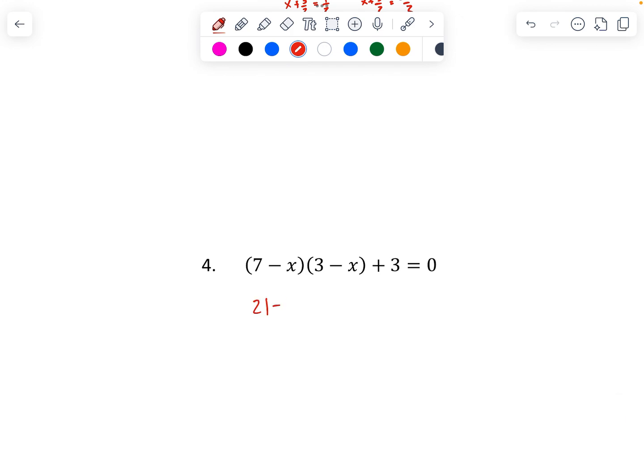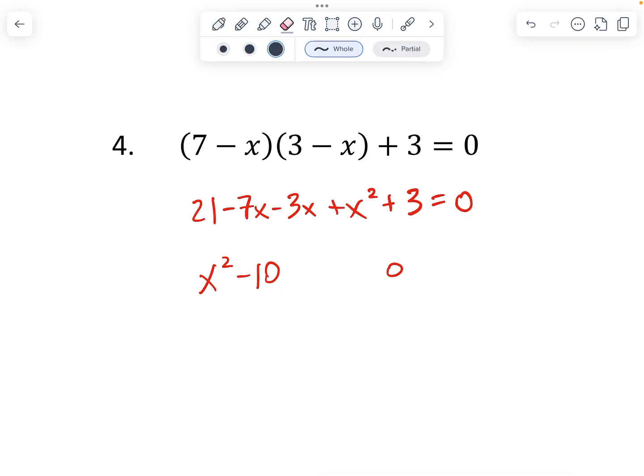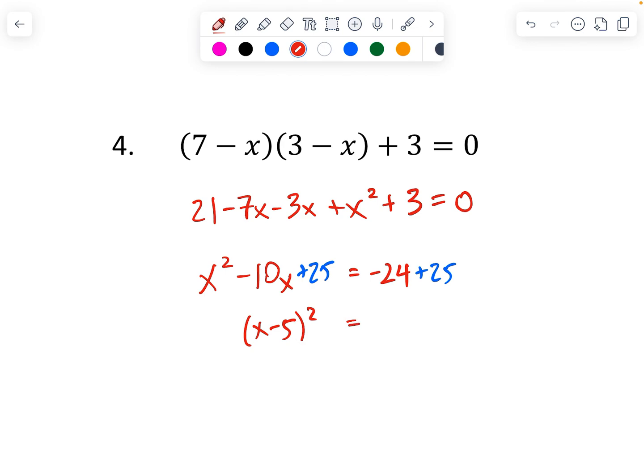FOIL, so 21 minus 7x minus 3x plus x squared plus 3 equals 0. Simplify that, x squared minus 10x plus 24 equals 0. Now, the instructions are to solve by completing the square. So we're going to move the 24 over to the other side. And now, hopefully you're getting pretty good at completing the square. You're going to add 25 here, add 25 here. X minus 5 squared is going to be 1. X minus 5 is plus or minus the square root of 1, which is 1. So x is equal to 6 and 4.